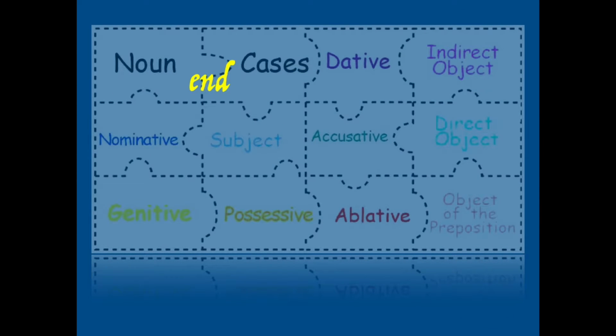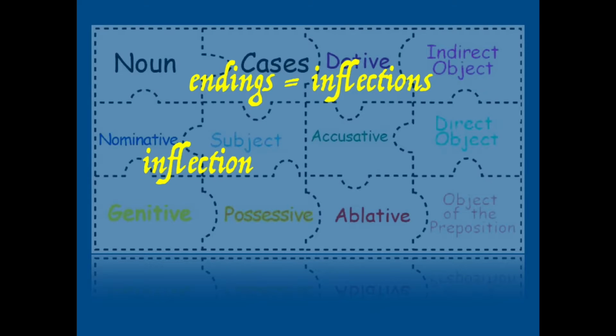Remember that those endings, which tell us how to use the words, are called inflections, and that when you take those endings or inflections and combine them with a function like a subject or a possessive, we end up with something called a case, like the genitive or the nominative or the accusative.